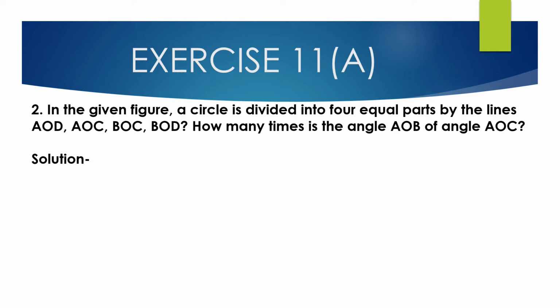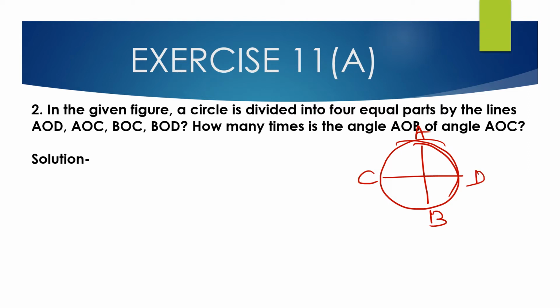Now we will solve question number 2. In the given figure, a circle is divided into 4 equal parts by the lines AOD, AOC, BOC, BOD. How many times is the angle AOB of the angle AOC? First draw the given figure. This is A, B, C and D. This figure is given and the circle is divided into 4 equal parts.